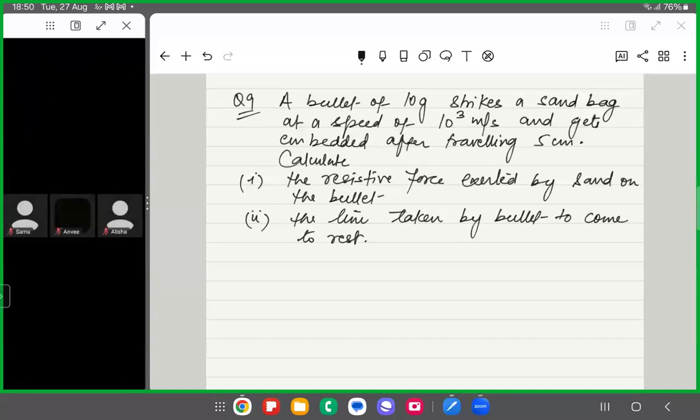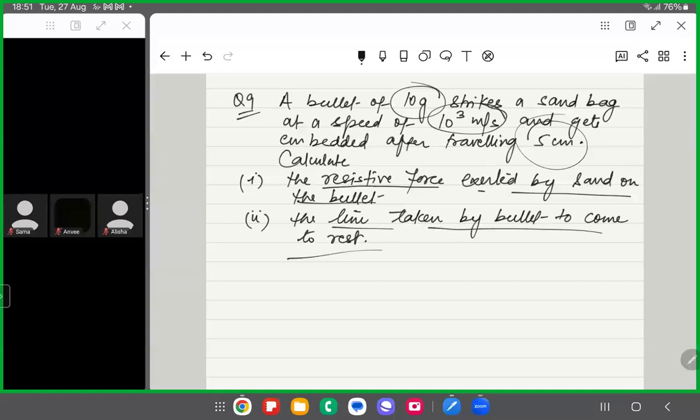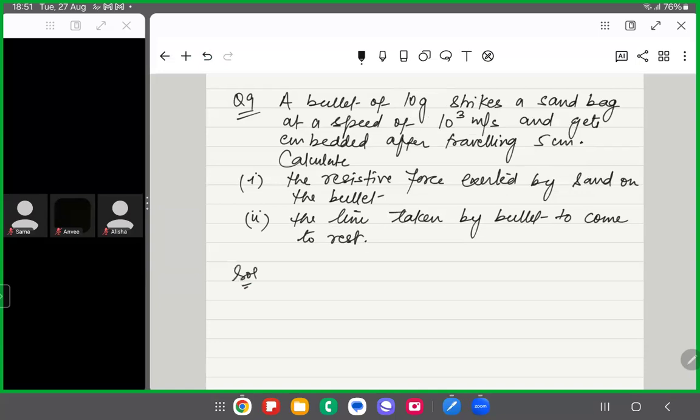So look at this question number 9. A bullet of 10 gram strikes a sandbag at a speed of 10 to the power 3 meter per second. This is the initial velocity of the bullet, and it gets embedded after traveling 5 centimeter within the bag, right? Now what you have to find? You have to find the resistive force exerted by the sand on the bullet and the time taken by the bullet to come to rest. You have to find F and t. Is that clear?